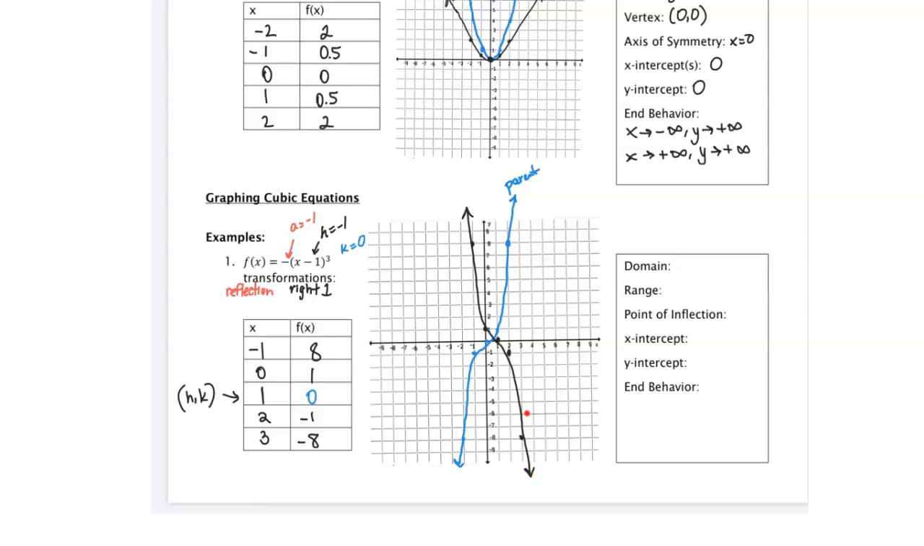You should note that the black one is our newest function. It is going in a different direction than our parent, so there's the reflection that we have. Note that the point of inflection was at 0, 0 for the parent, but now it's been shifted 1 to the right, just as the transformation that we mentioned by looking at just the equation. Then we have our other answers here. The domain and range are both all real numbers. Our point of inflection was here at the point 1, 0. For the x-intercept, our black line is crossing through the x-axis at 1. The y-intercept is crossing through the y-axis also at 1. The end behaviors are listed.